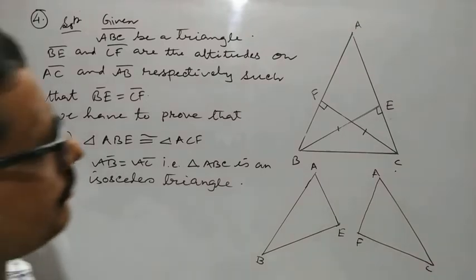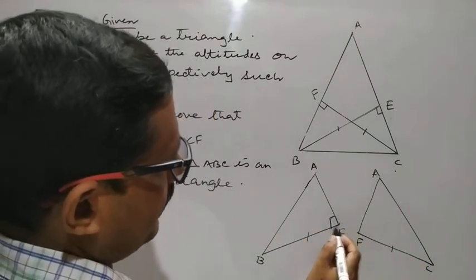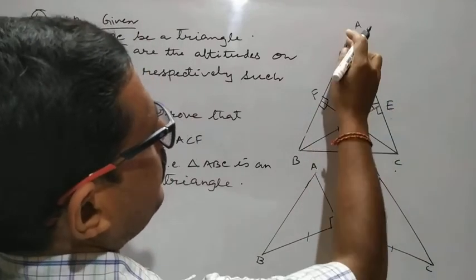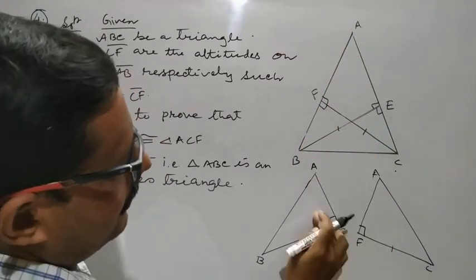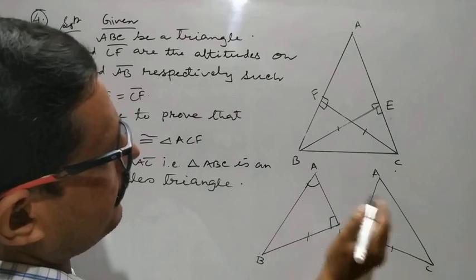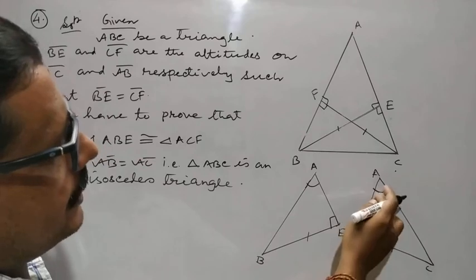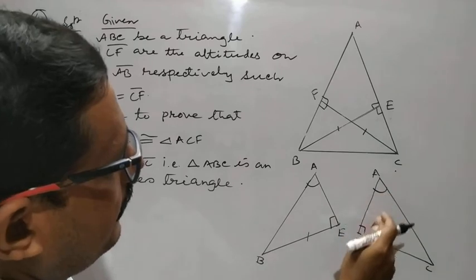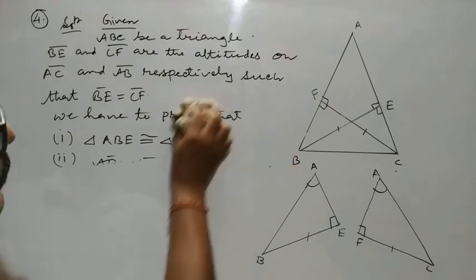So in these two triangles, you see, we are given BE equal to CF. It is given, and this angle equal to this angle, each angle 90 degree. That is triangle ABE and triangle ACF. Here BE equal to CF given, this angle 90 degree, and angle BAE equal to angle CAF. These two angles are also equal. Therefore, these two triangles are congruent by angle side congruence criteria.